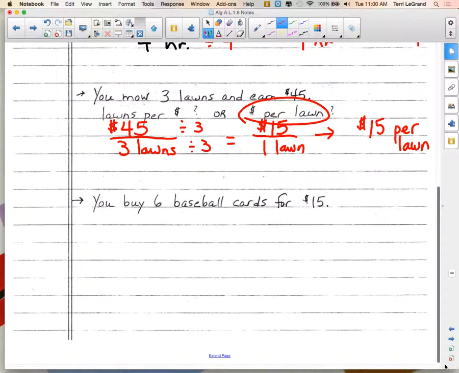No, it's okay. Okay, so anybody have any questions? Because I want you to try the next one on your own. Remember, the first thing you gotta decide is what's the best way to set it up? Do I want it to be cards per dollar or dollars per card? Make that decision first and write that down.